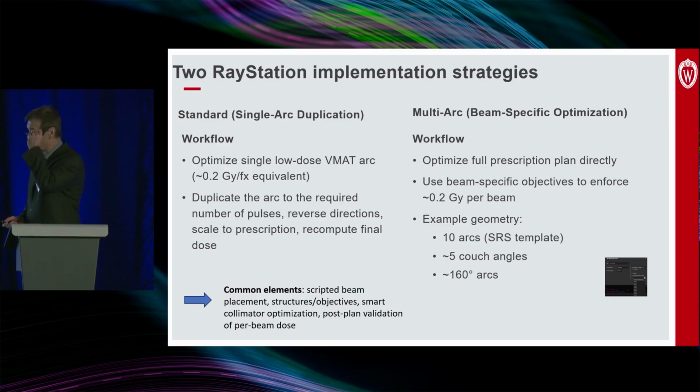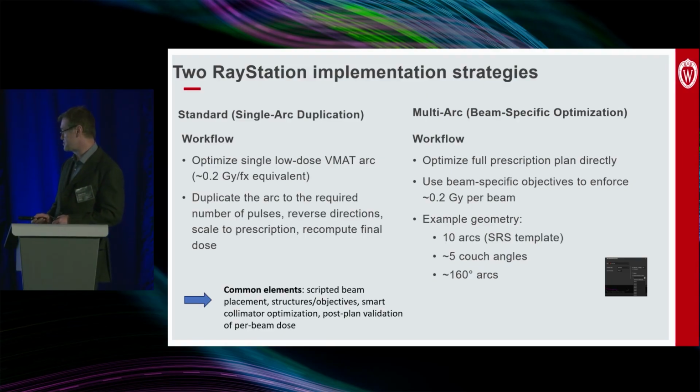The first is the standard recommended trial workflow, which is to optimize a single low-dose beam at 0.2 gray equivalent. So a single coplanar IMRT arc, and then you get the plan so that you're happy, and then you duplicate this arc the appropriate number of times to get to the full dose per fraction. An alternative workflow which I came up with is to optimize the full prescription plan directly, but use something new in RayStation 2024, which is a beam-specific objective, and enforce 0.2 gray per beam.